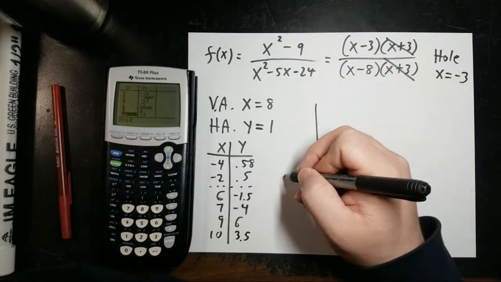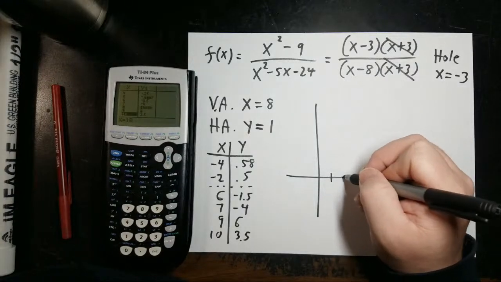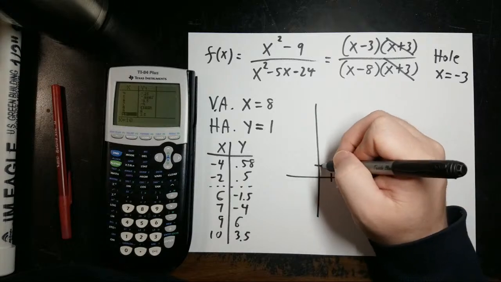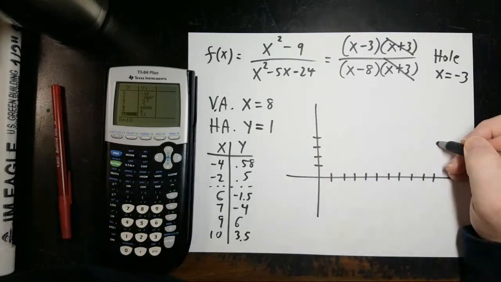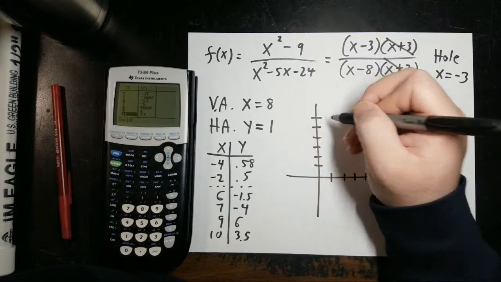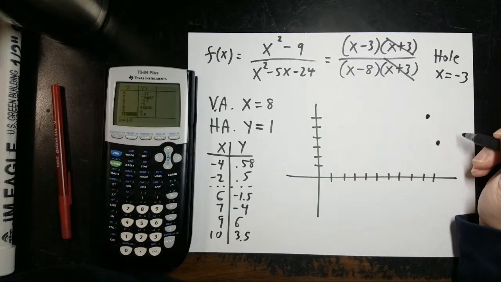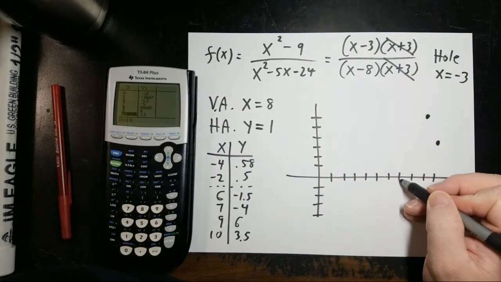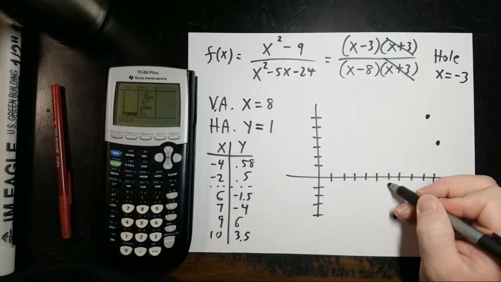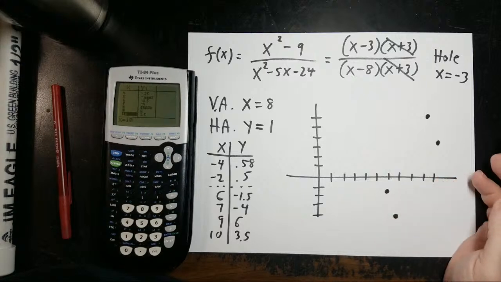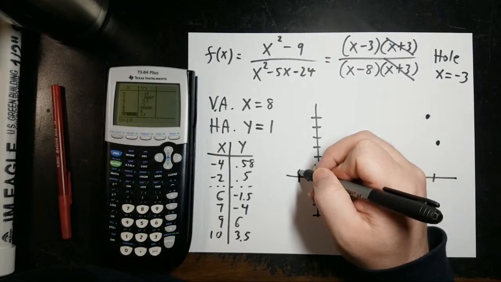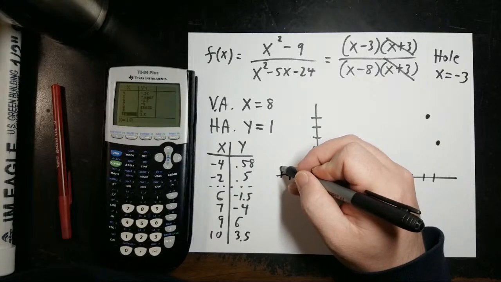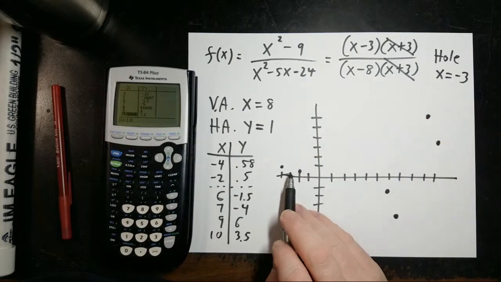Let's see here. 1, 2, 3, 4, 5, 6, 7, 8, 9, 10. 1, 2, 3, 4. 3.5, there we go. 5, 6. Put that point there. 1, 2, 3, 4. 1, 2, 3, 4, 6, 7. Negative 4. 6, negative 1.5. Negative 2.5. Negative 4.58. That's weird. We'll deal with that in a minute. That's where the hole's going to be.